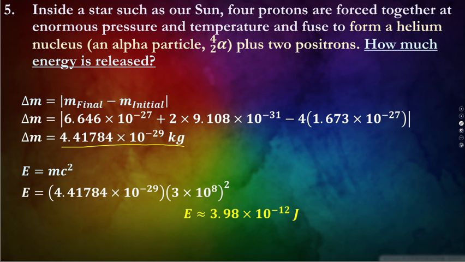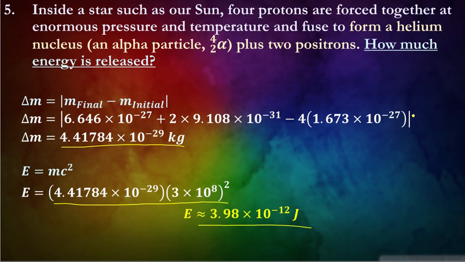The overall binding energy we get equals mc². That will give us a value of 3.98 × 10^-12. So that's the amount of energy that's being produced as we go along inside the sun when it's fusing all those protons together.